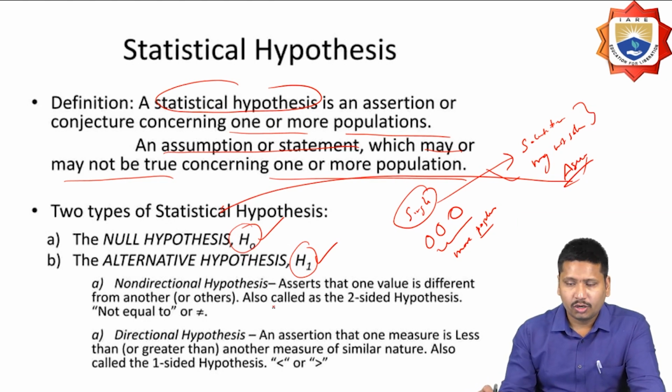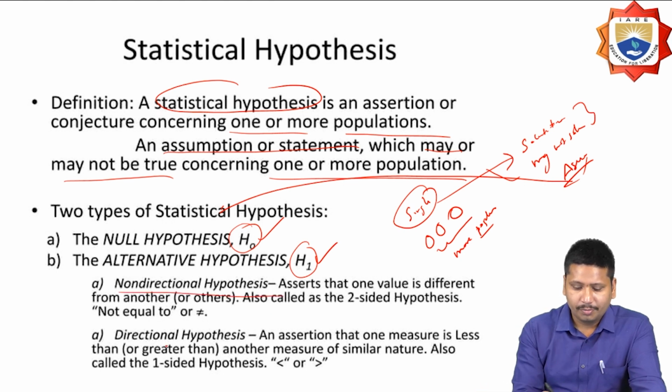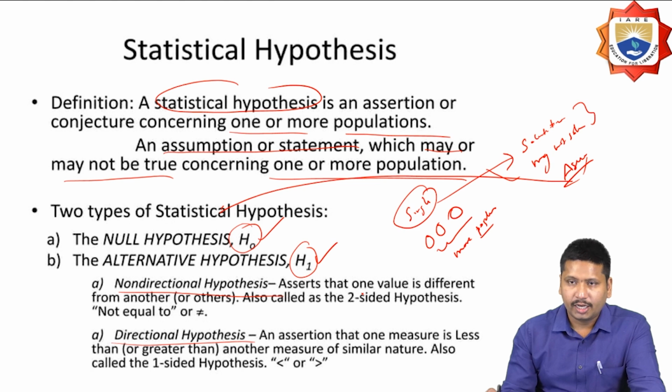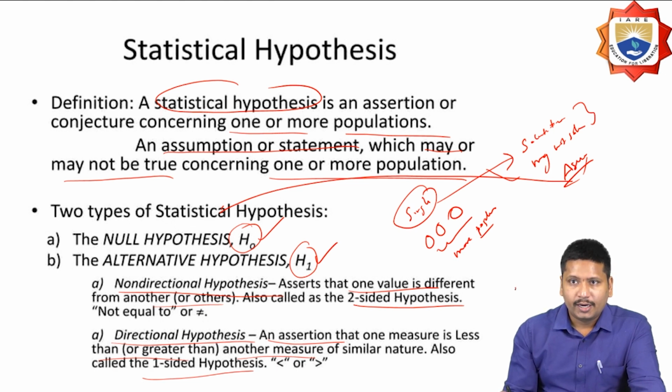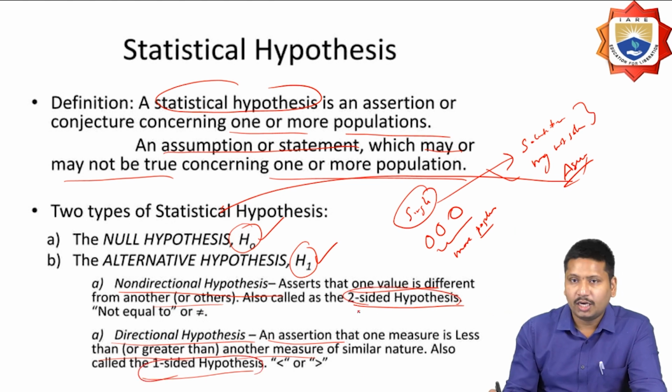So if I'm going to consider an alternative hypothesis, there are again two types: non-directional hypothesis and directional hypothesis. A non-directional hypothesis asserts that one value is different from another, and it is also called a two-side hypothesis. A directional hypothesis is an assertion that one measure is less than the other measure of a similar nature, also called a one-side hypothesis. So non-directional should be considered a two-side hypothesis, and directional hypothesis will be treated as a one-side hypothesis.